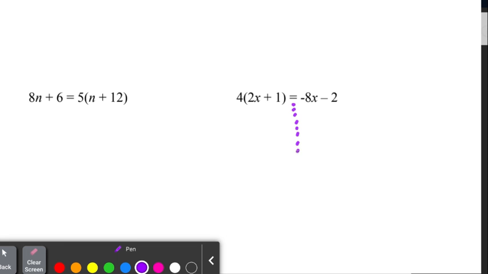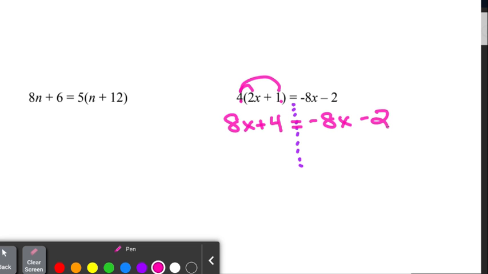So here's my equal to bar. And if it was an inequality, it would be the same thing. So there's parentheses here. I have to get rid of those parentheses. So I am going to distribute. 4 times 2x is 8x. 4 times 1 is 4, and then equals negative 8x minus 2. So our job is to get the x's onto one side and then the plain numbers onto the other side. I like to put my x's on the left, but it really doesn't matter.